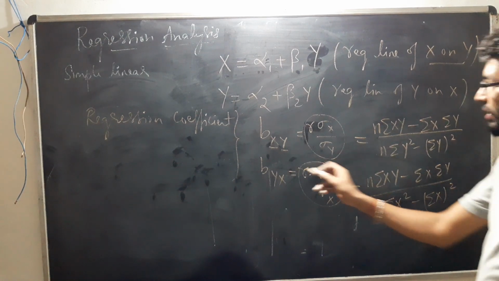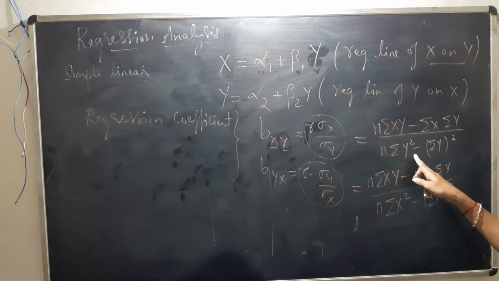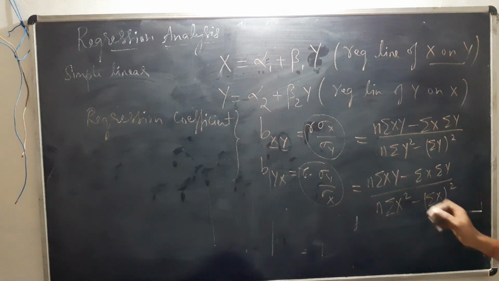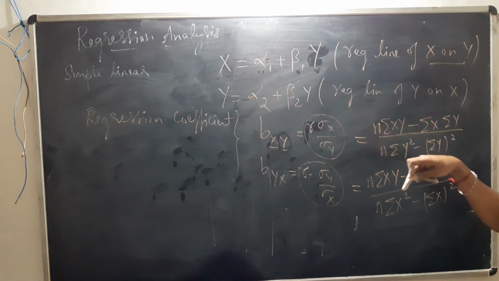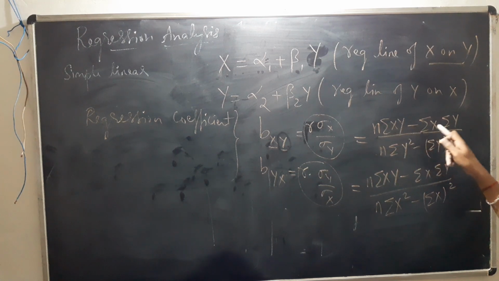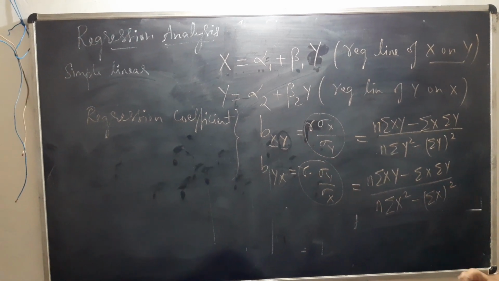Again, it is also easy to remember. The second term here is y, so in the denominator you will have terms with respect to y. Here you have x, so you will have terms related to x. So when you have the raw data x and y or frequency data given, in that case you have to compute the total of xy, total of x, total of y, total of x square, total of y square in order to compute the regression coefficients.